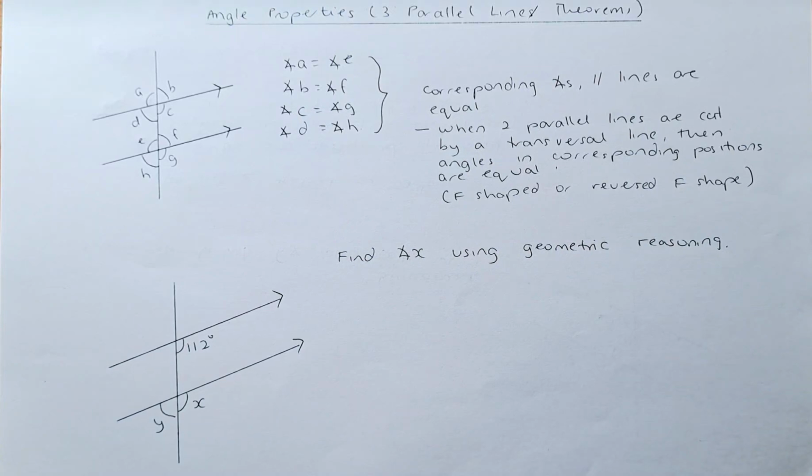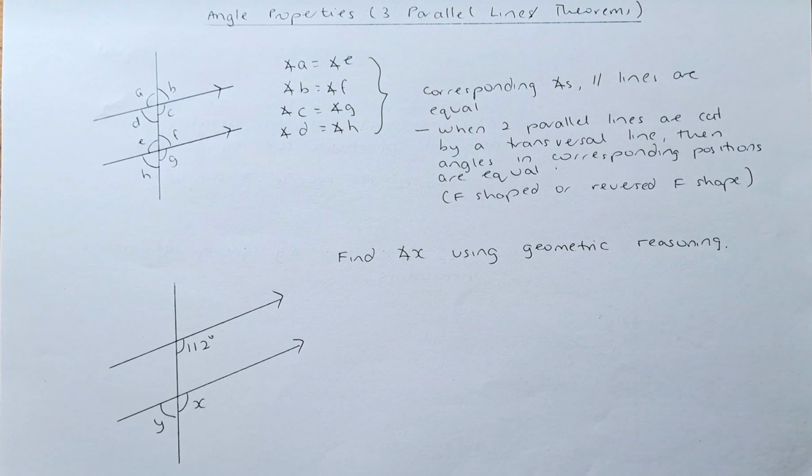In this video, we are going to learn about the angles property on parallel lines. What are parallel lines? Parallel lines are two lines that will never intersect each other if you keep on drawing them. So if this line is divided by a third line, that third line is called a transversal line. The first theorem is called corresponding angles on parallel lines are equal.